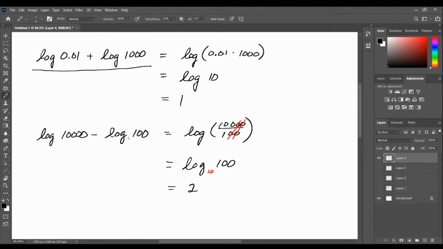So it's not too bad. We simplified it into a single logarithm and simplified it even further down to a single integer, which is awful nice.